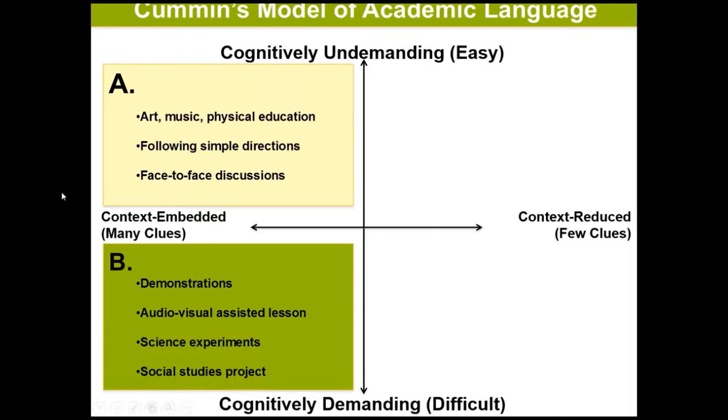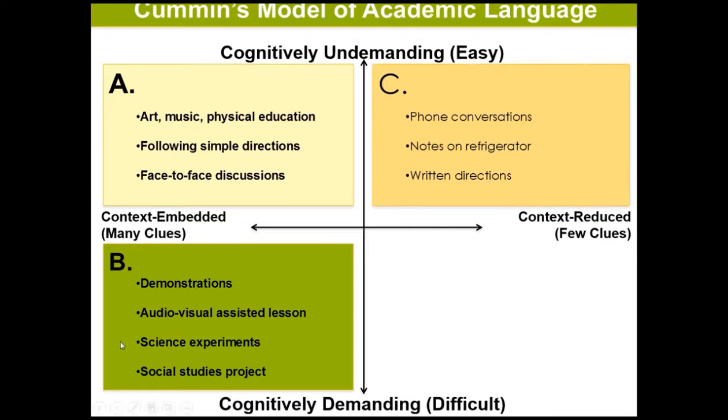Quadrant B becomes more cognitively demanding, but still includes many clues. This can include demonstrations, audio-visual assisted lessons, science experiments, and social studies projects. Quadrant C moves back to cognitively undemanding or easy, but provides few clues, so the context is reduced. This could include phone conversations, notes on a refrigerator, or written directions.